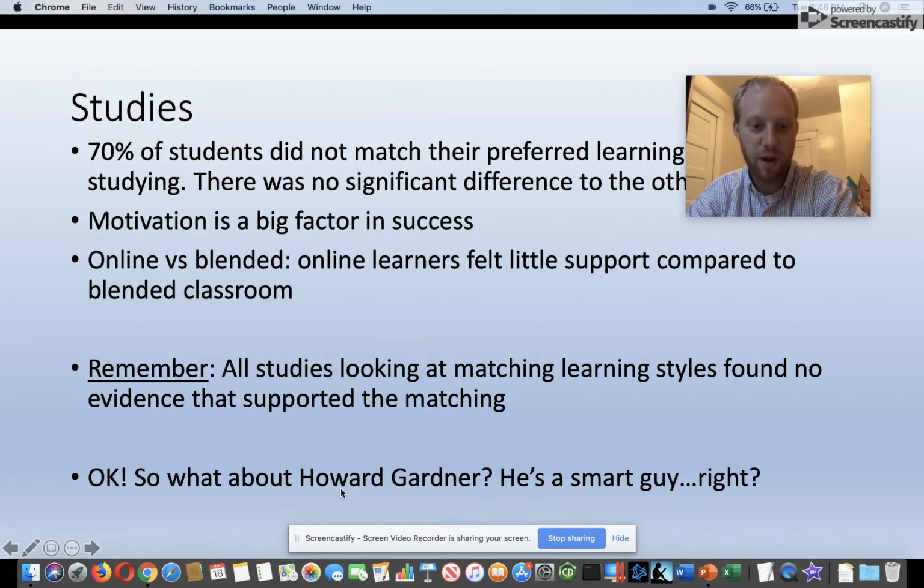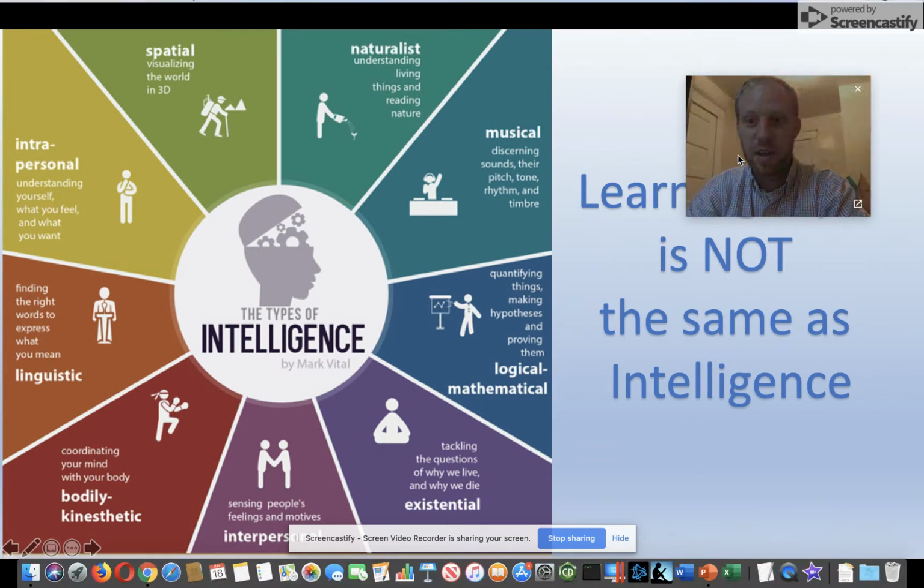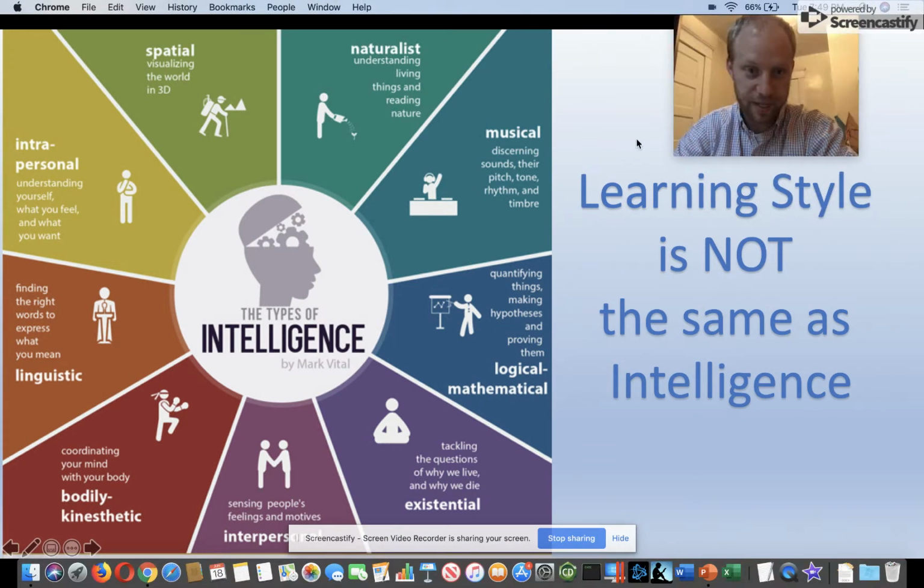and I remembered Howard Gardner. Howard Gardner has his multiple intelligence theories. So why does this conflict with this? Is my next question that I asked. Okay. So Howard Gardner argues this.